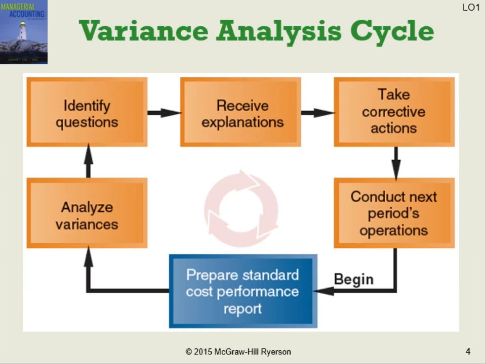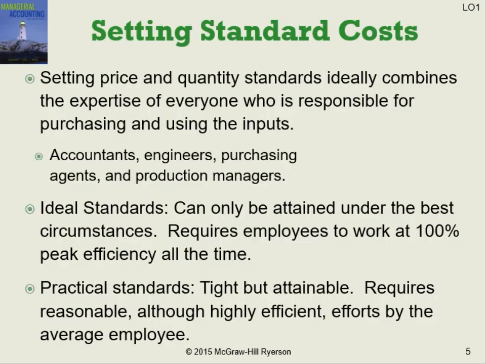So the explanations aren't for the purpose of identifying who to blame for the error. The explanations are to help you do a better job of developing expectations and of managing your costs carefully in the future. So that's the corrective actions part here. And then we conduct the next period's operations and we do it all again. So each period would have a standard cost performance report, and we would do a thorough variance analysis in each case. So the first question you may want to ask is, how do we actually set these standard costs?